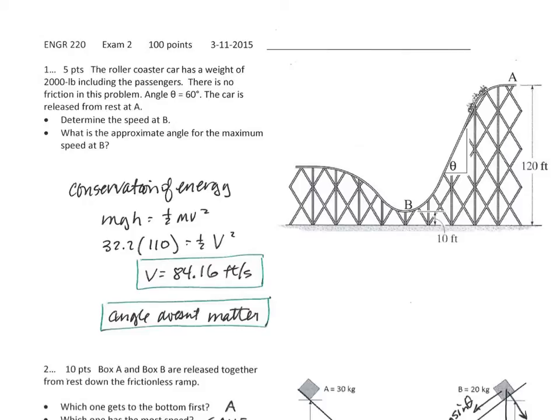What we went through in class a couple of times is that it doesn't matter how steep this angle is. In other words, this angle could be shallow like that, or it could be very steep, and the speed at the bottom is independent of that angle. So in other words, that angle doesn't matter. And that's what I was looking for there.